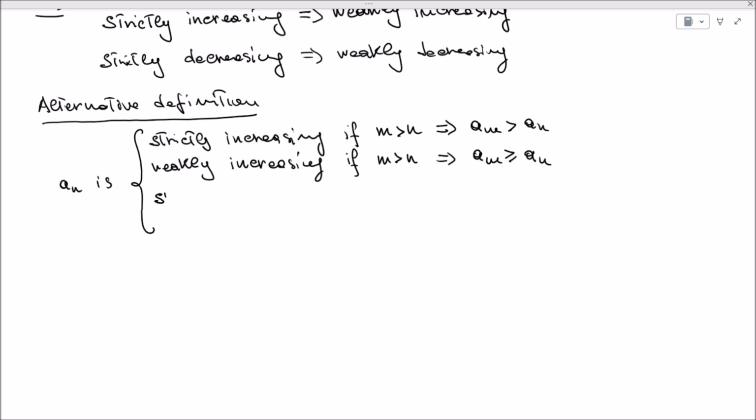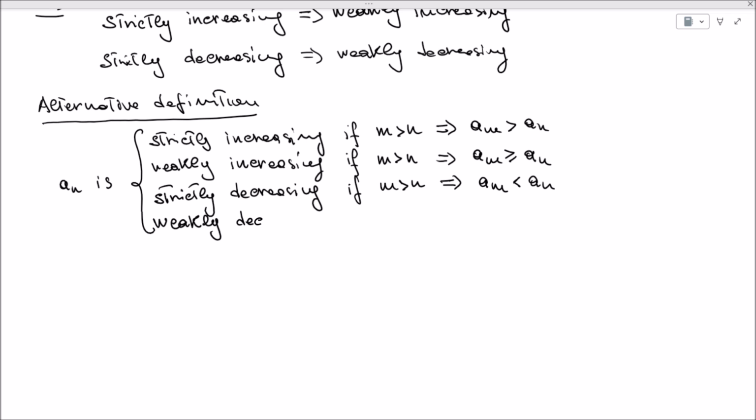Then we have that an is strictly decreasing if m larger than n implies that am is strictly less than an, and finally that an is weakly decreasing if having m larger than n implies that am is less than or equal to an.